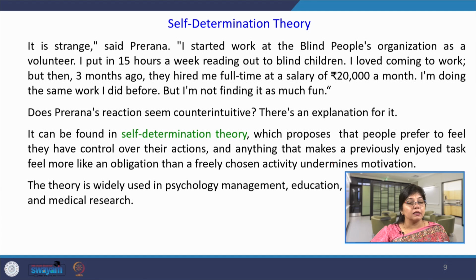There is some kind of explanation that defines the factors that motivate beyond hygiene factors, beyond motivators, beyond the hierarchy of needs. So, this is an extension of these theories. This example lays the foundation of the self-determination theory, which proposes that people prefer to feel they have control over their job or over actions that give them more enjoyment to perform the task, rather than being paid and feeling obligated to perform that task, which undermines their motivation.